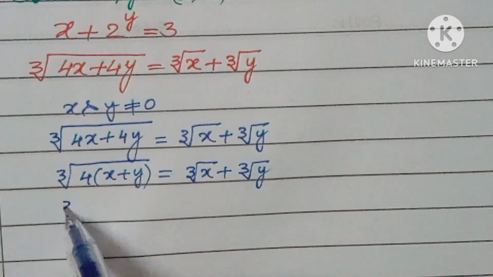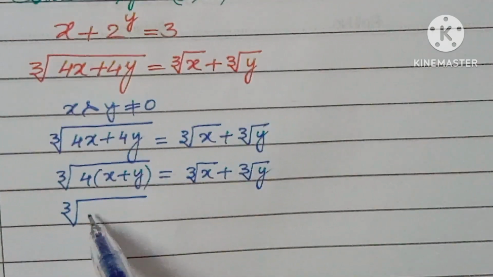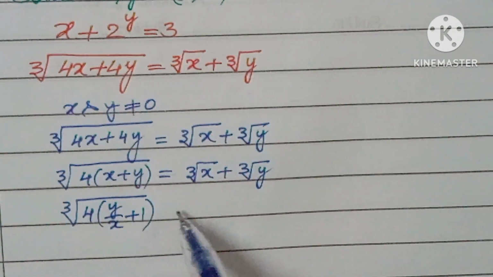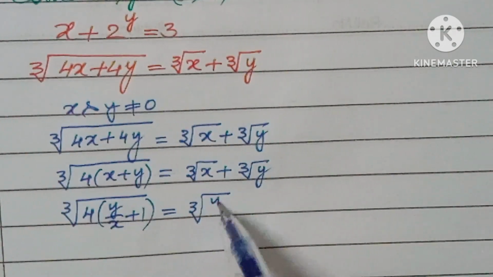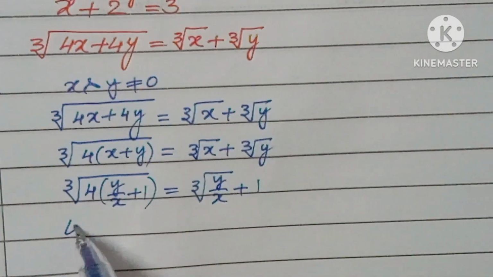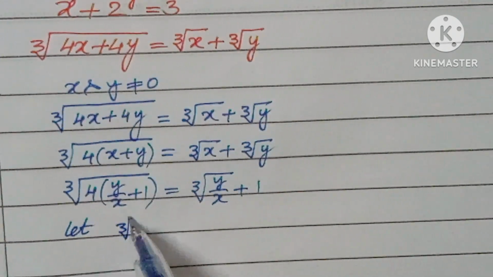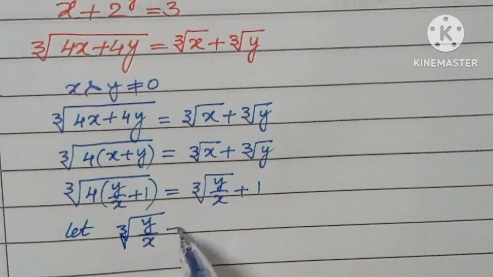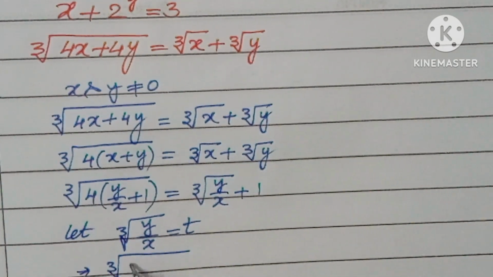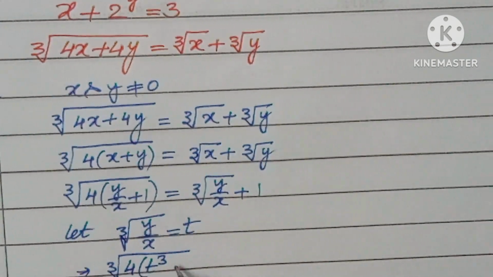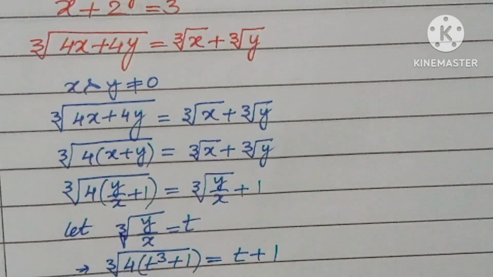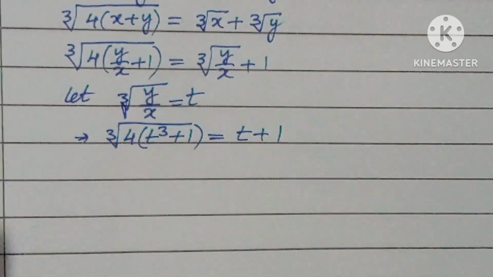Now if you divide this with x, cube root of 4 into (y by x plus 1) is equal to cube root of y by x plus 1. Now let us take cube root of y by x is equal to t. Then the equation will be cube root of 4 into (t cube plus 1) is equal to t plus 1.